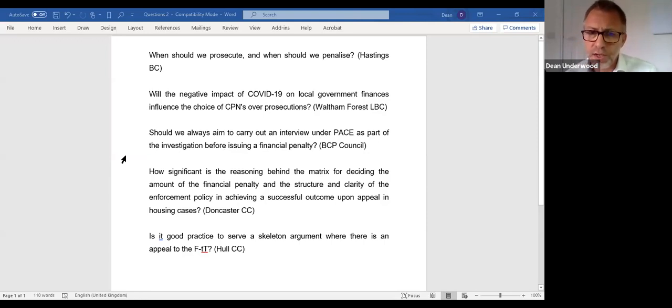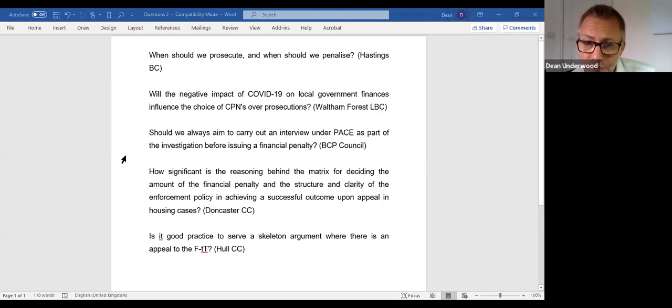So in general terms, yes, I think that probably is a good idea. How significant, Doncaster asks, is the reasoning behind the matrix for deciding the amount of the financial penalty and the structure and clarity of the enforcement policy in achieving a successful outcome upon an appeal in housing cases? To my mind, it is particularly important. Ultimately, the clearer, the more transparent a policy, the easier a matrix is to apply, the more logical it is, and the more guidance it gives as to the factors that should be taken into account and the way they should be considered, the less likely it is that a First-tier Tribunal will consider it appropriate to depart from that policy when deciding the amount of a penalty for itself. And so I think it's particularly important. Local housing authorities should look very carefully at their enforcement policies and make them as user-friendly, logical and transparent as possible. And needless to say, if I can assist in that regard, I'd be happy to do so.